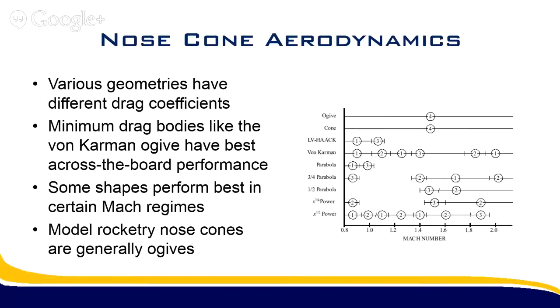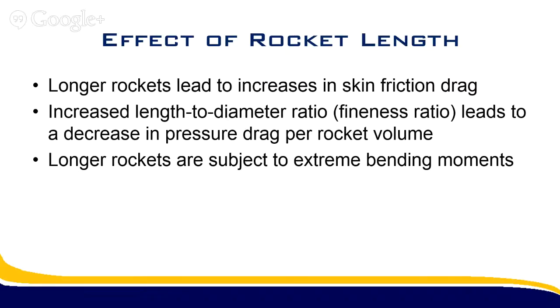Obviously, like I said, that von Karman shape is superior. And if you want a von Karman nose cone, you pay for it quite heavily when you buy a nose cone. And so there are different shapes that perform better at certain Mach regimes. So that's kind of an interesting effect there.